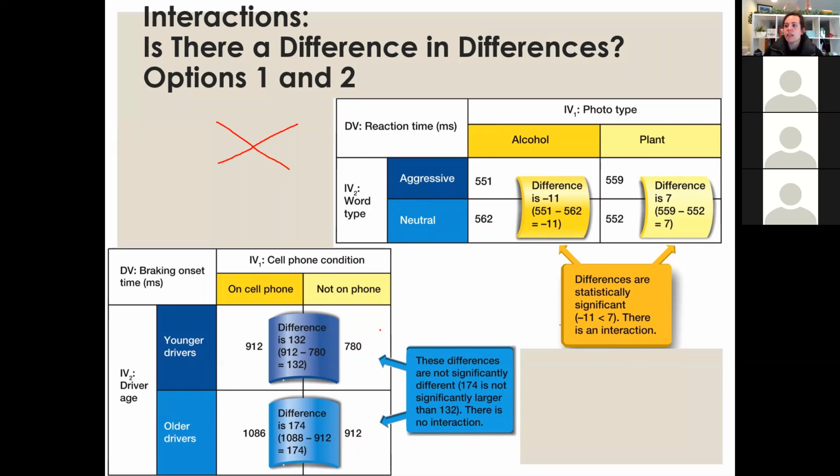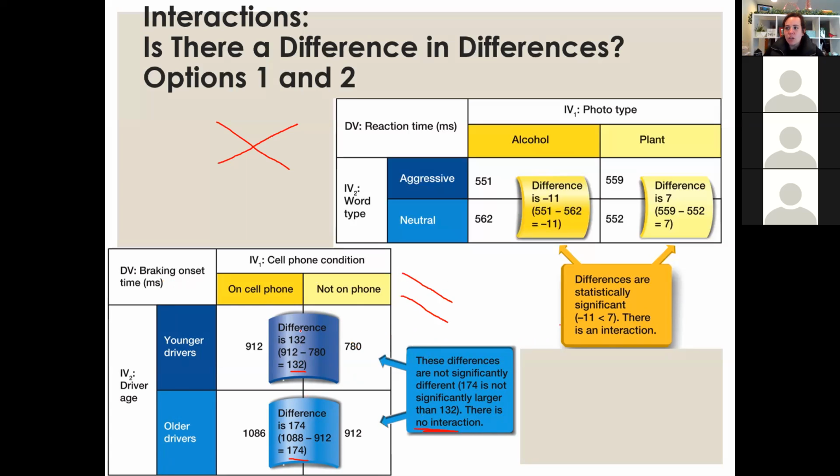Do you remember what this graph looked like for young drivers on cell phones versus not on cell phones? Was it parallel? It was two parallel lines, exactly. So braking onset was significantly higher if they were on cell phones for both conditions, and it was lower for both conditions. If you look at the difference here, 132 and 174, they do not cross over. So this one, there is no interaction.